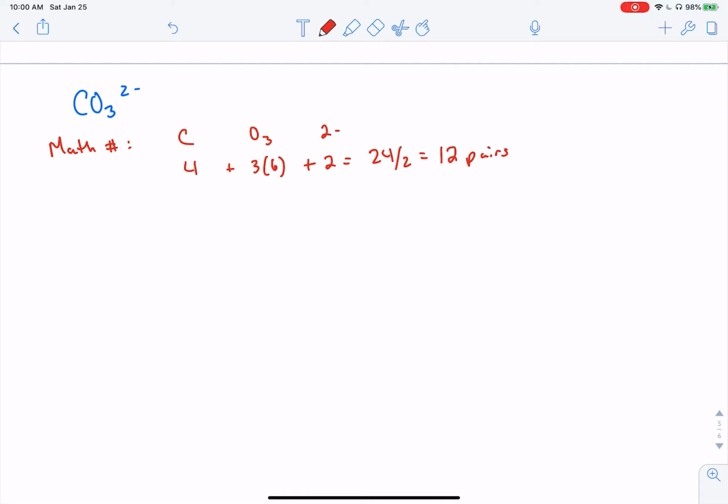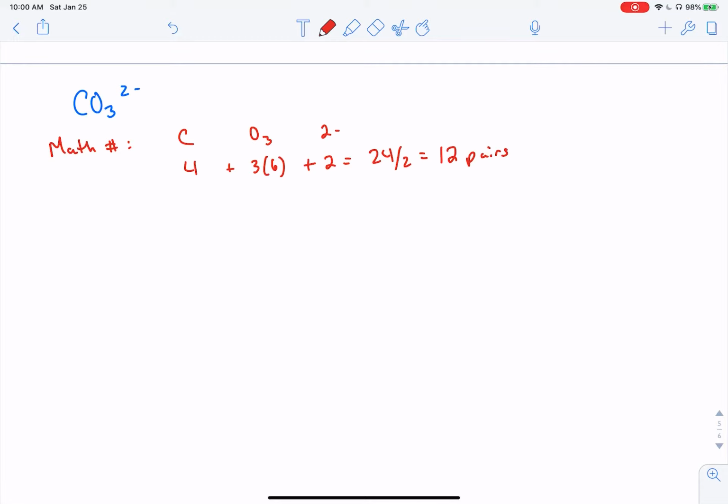Because the carbon donates 4 valence electrons. Each oxygen donates 6 valence electrons. And the 2 negative charge implies that it got 2 electrons somewhere else. So we have to factor that into our count, so my total structure should have 12 pairs.